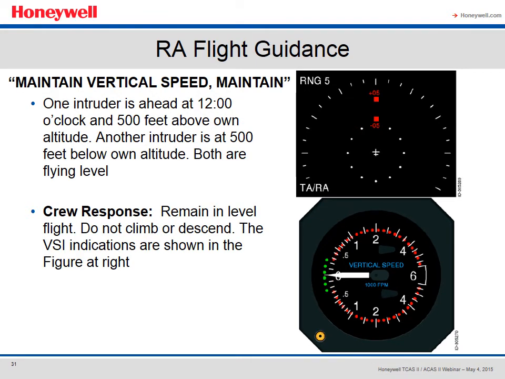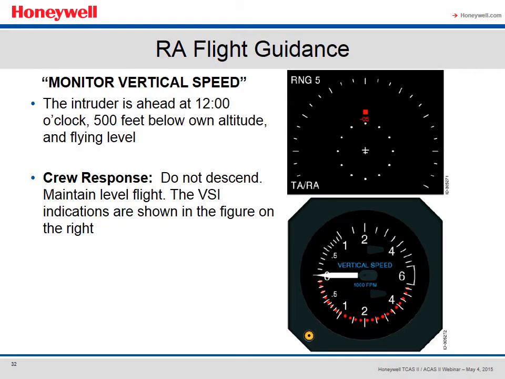In this example, one intruder is at 12 o'clock, 500 feet above, and another intruder is at 12 o'clock and 500 feet below. The resolution advisory will be "maintain vertical speed, maintain." The pilot should remain in level flight. The TCAS has computed the vertical speed limits for climb and descent to prevent a collision and presented them as a green band on the vertical speed indicator.